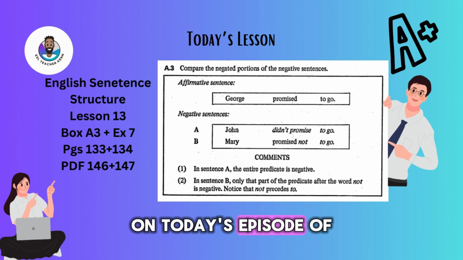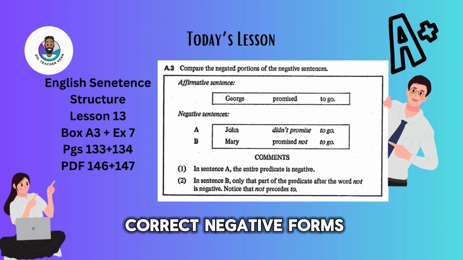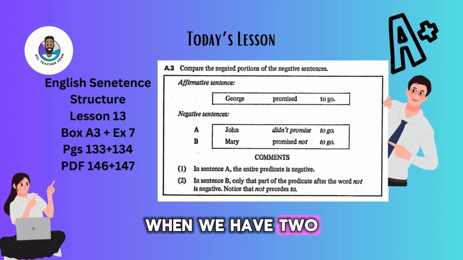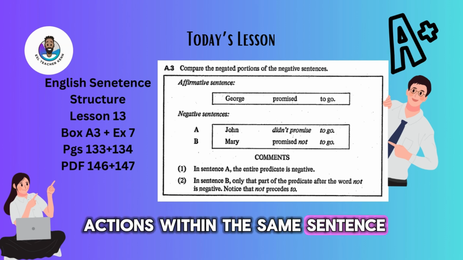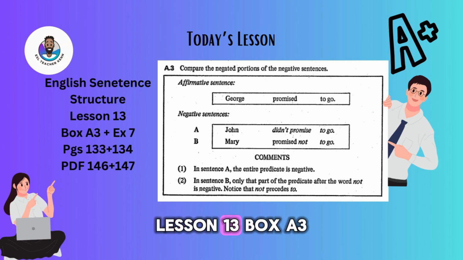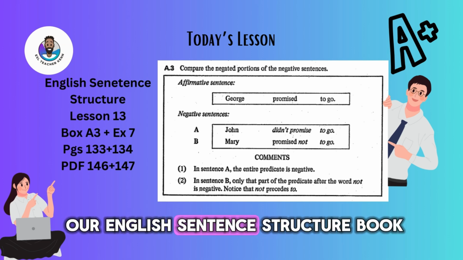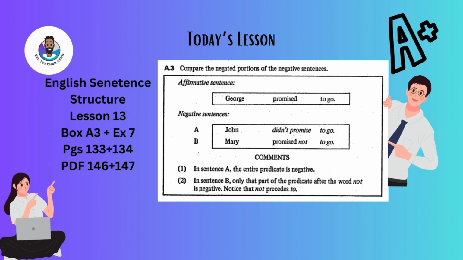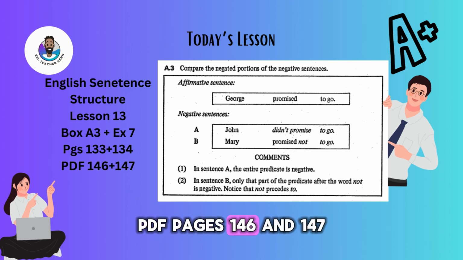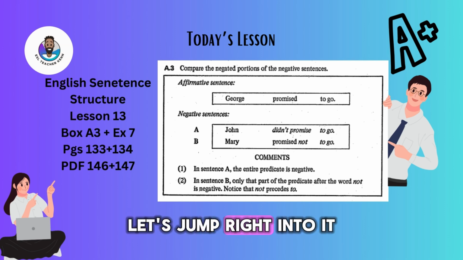On today's episode of Intermediate English for Work and Travel, we'll go over the correct negative forms when we have two actions within the same sentence. Lesson 13, Box A3, and Exercise 7 are on pages 133 and 134 of our English Sentence Structure book. PDF pages 146 and 147. Let's jump right into it.